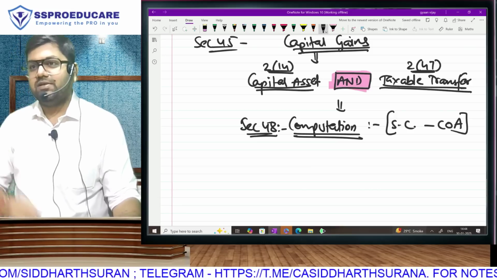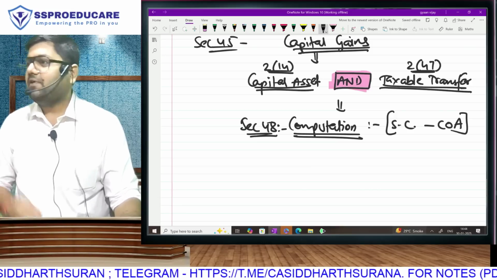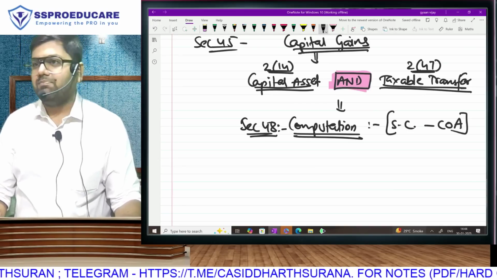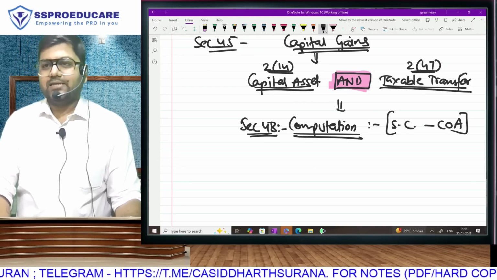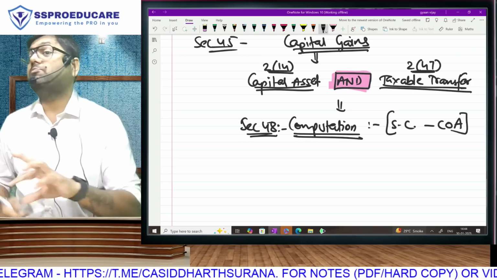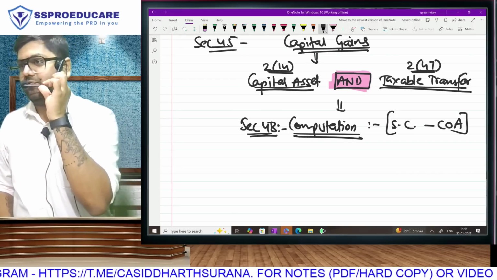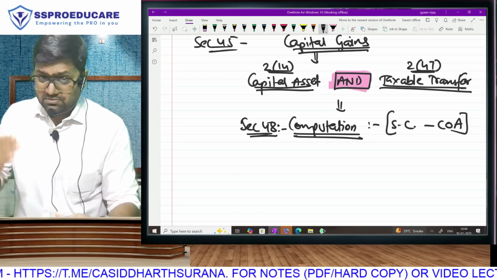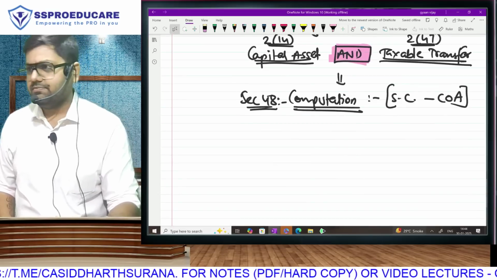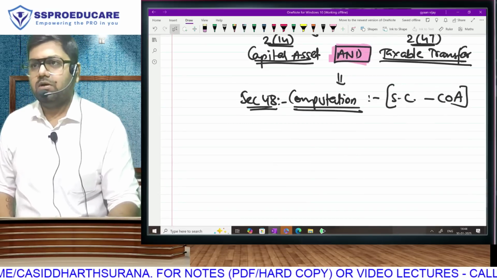Three things I teach you, this will get over. If I finish three things, capital gain will get over. What are the three things that we have to learn to complete capital gains? Capital asset, taxable transfer, computation. Of course, computation is last because it will happen only if there is a capital asset and taxable transfer. If any of the conditions is dissatisfied, computation is not going to take place.